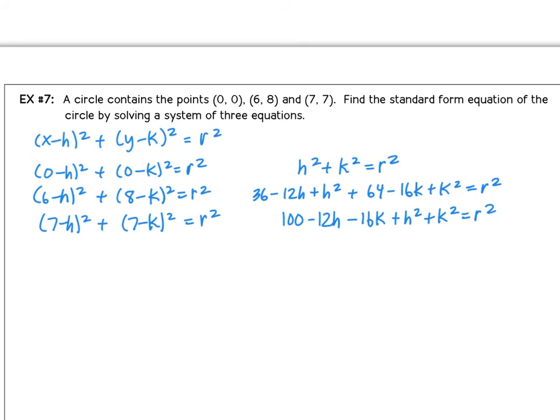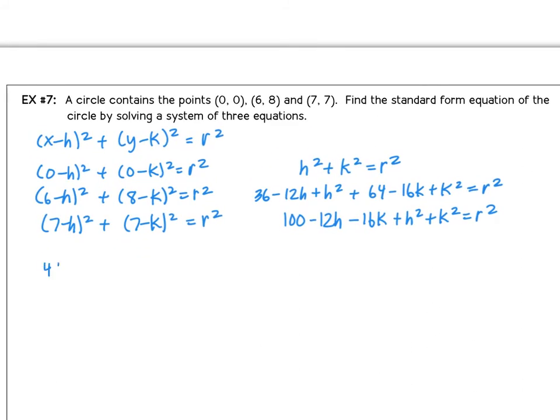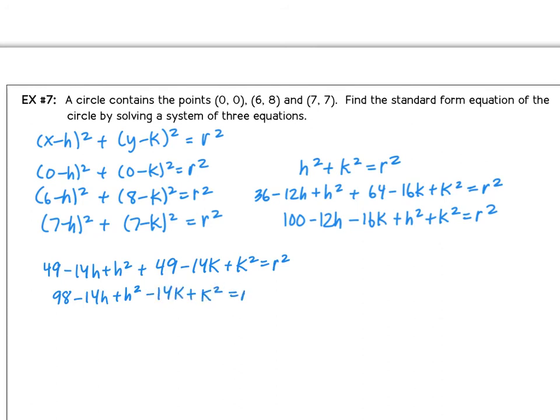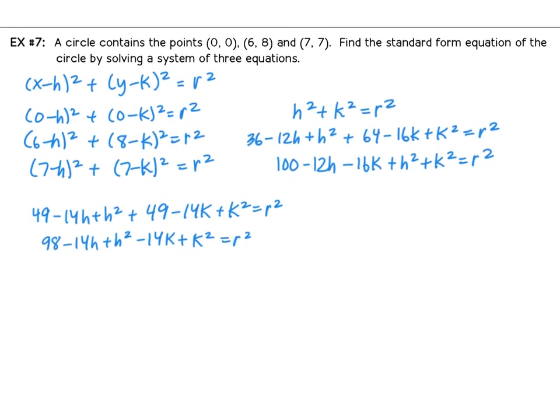Okay, so the last one, if I clean that one up, that's 49 minus 14h plus h squared plus 49 minus 14k plus k squared equal r squared. Let me clean this one up too. Let me add my like terms. It's 98. It's only two things I can add together, but it just makes me feel better. Okay, so trying to figure out how to put these together.